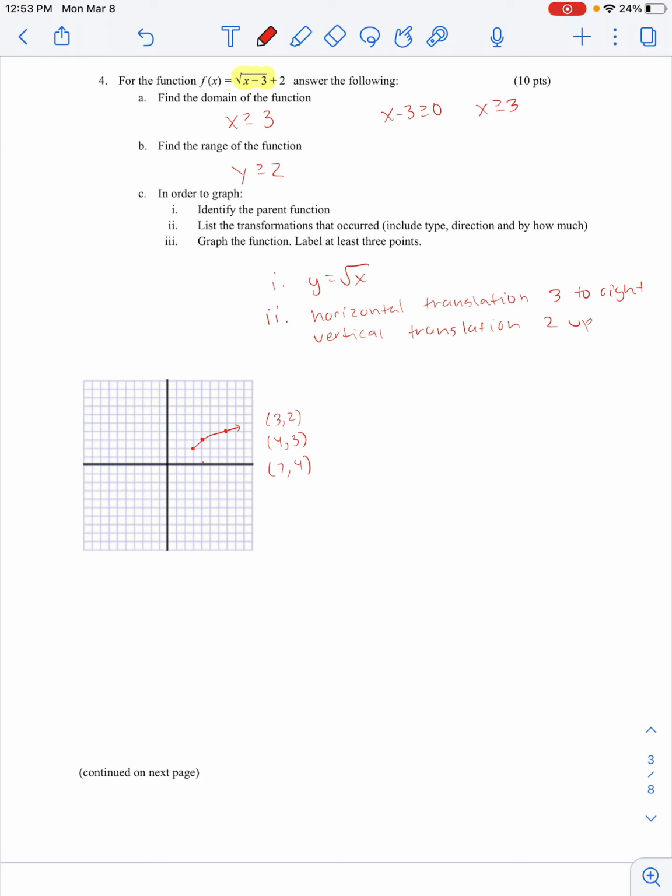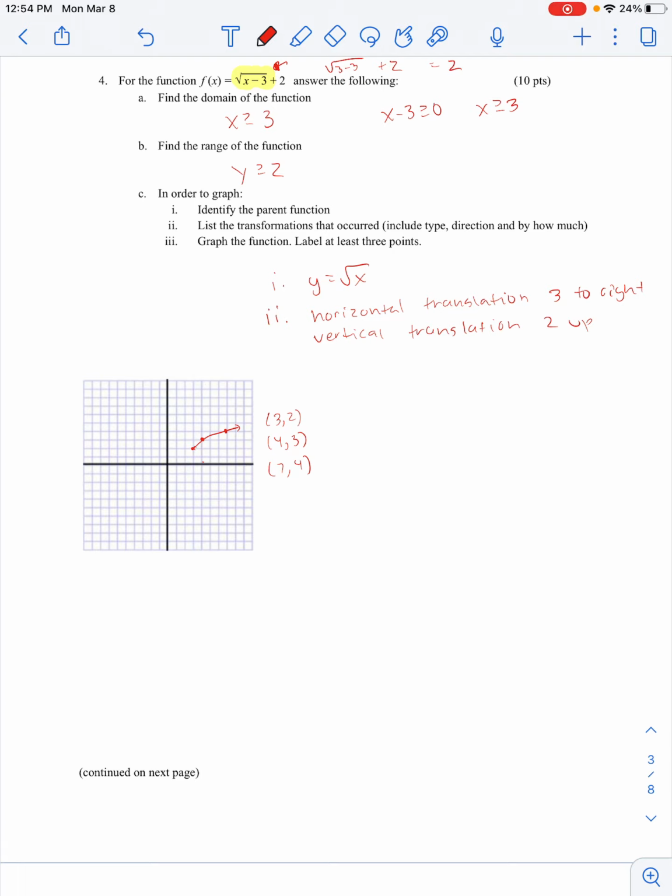For the range of the function, you can look at our graph here. It's always going to be greater than or equal to 2, because our lowest possible x value is 3, so we plug in 3 minus 3 plus 2, and our lowest possible y value is going to be 2.